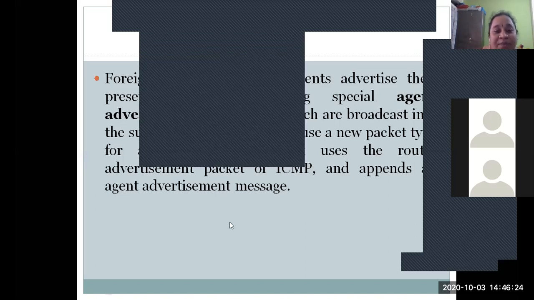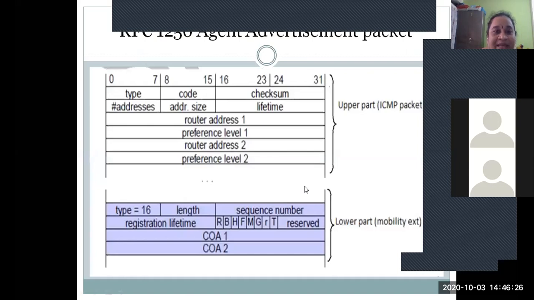Okay, so what will that packet look like and how will it take place? Here we are going to discuss the packet format of RFC 1256. This is a standard packet format, and we are discussing the format of that particular standard. The total ICMP packet is divided into two parts: an upper part and a lower part. The upper part is only the ICMP packet, and the lower part pertains to our actual mobile IP.